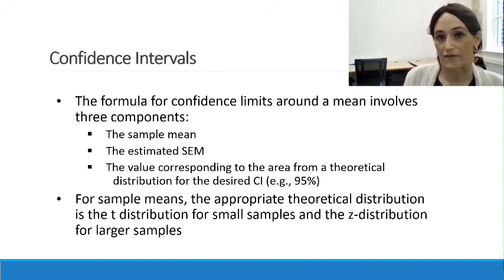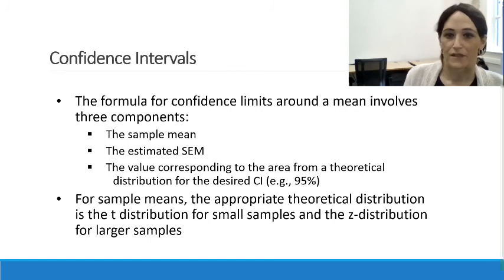So calculating a confidence interval, we just need to know the following. We need to know the sample mean. We need to calculate the estimated standard error of the mean, which is going to be based on taking the standard deviation divided by the square root of the sample size. And the value corresponding to the area from a theoretical distribution for the desired confidence interval.